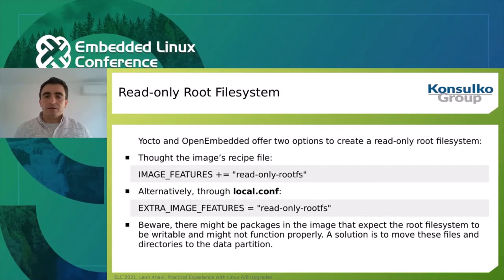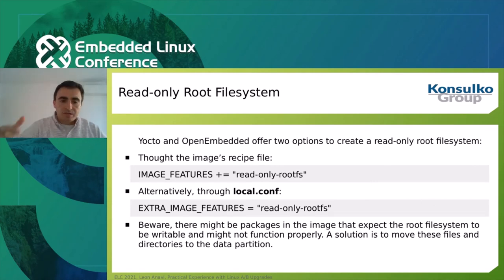This is something that's not specific for the AB update mechanism that you're using, but instead is something specific for the Yocto project and Open Embedded. There are two options how to create a read-only file system using Bitbake. The first option, if you have your own image, which is the recommended way, of course, is just to add to its image features the read-only rootfs, as shown here.